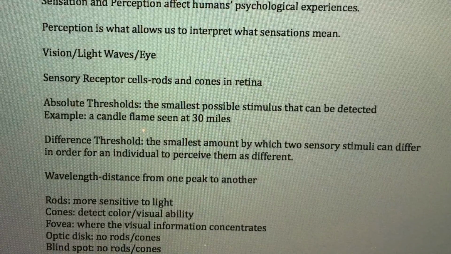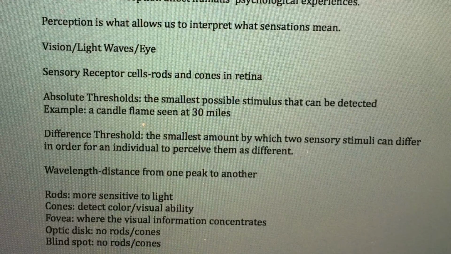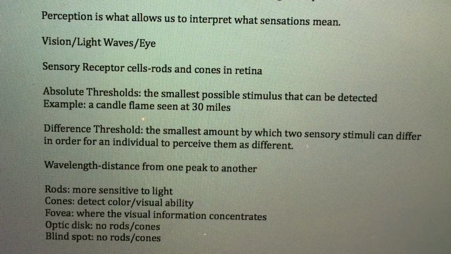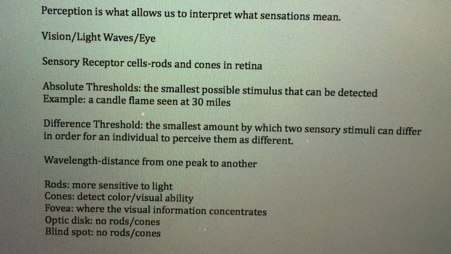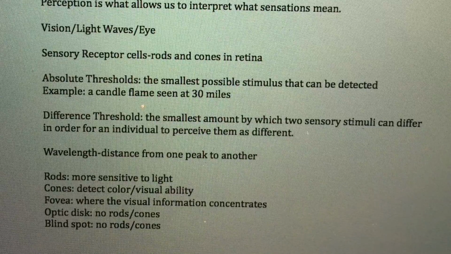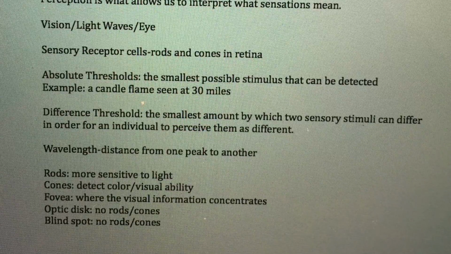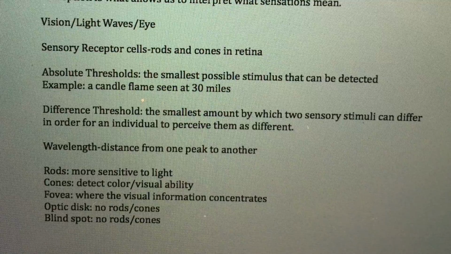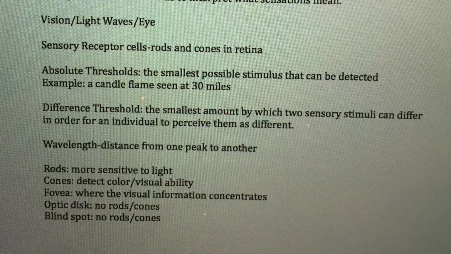Lastly, the human eye has the fovea, where the visual information concentrates, also the optic disc, and the blind spot, which have no rods or cones. Don't ever forget, without our eyes, it'd be pretty impossible to see.